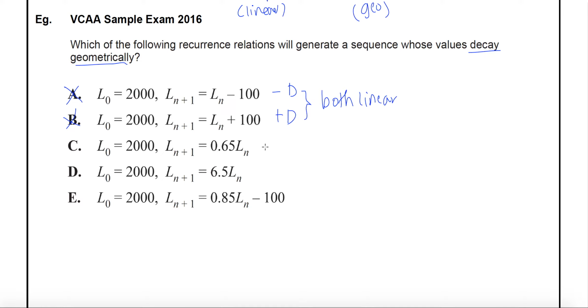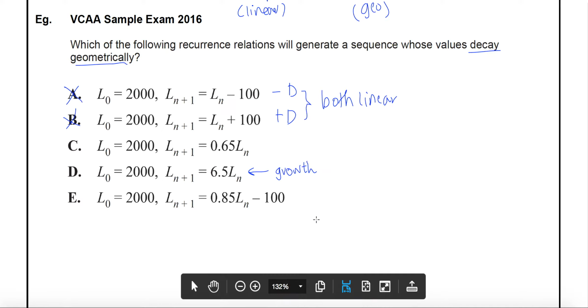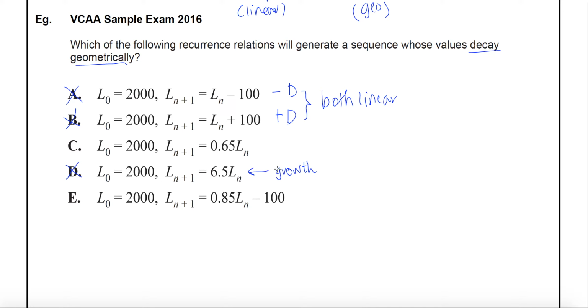The next thing that I might like to do is, since I'm wanting decay, I could take out anything that's clearly getting bigger. And this one here is clearly showing growth, since we're multiplying by a number greater than 1. So that can't be my answer either. So I'm down to C or E.